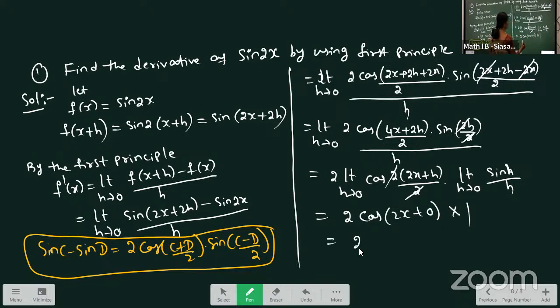So 2 cos of 2x. This is f dash x. Verification also you can check. If f of x is equal to sine 2x, what is the derivative of sine 2x? Cos 2x into 2. So like this you have to verify after getting the answer by using the first principle. So that is how you have to do it.